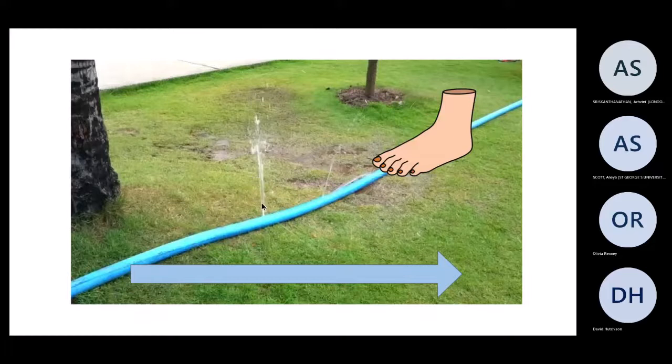So just think of these holes in the hose pipe as your glomerulus. If that helps you, great. If it doesn't, as usual, please ignore it and move on with your life.